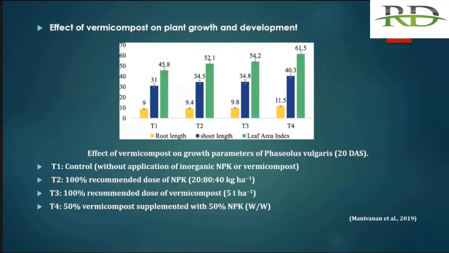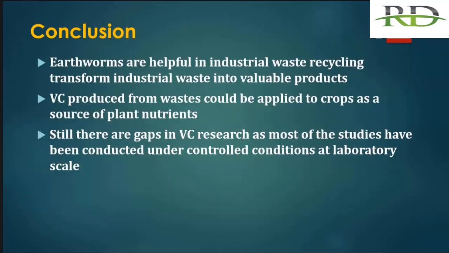So overall, coming to the conclusion of my presentation, earthworms are helpful in converting industrial waste into valuable products. Vermicompost produced from waste could be applied to crops as a source of plant nutrients. There are still some gaps in vermicomposting research, because most of the studies are carried out in controlled conditions at laboratory scale. So we need to improve large-scale vermicomposting research to give better results.